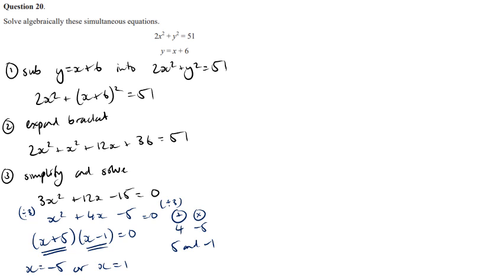We now need to use these values to find the values of y. So when x is equal to -5, if we go back to our linear equation here, we know that y is 6 more than this, so that'll be equal to 1. Or when x is equal to 1, y is going to be equal to 7.